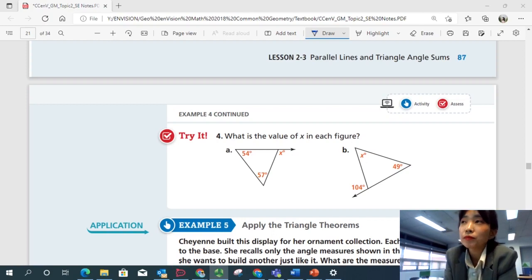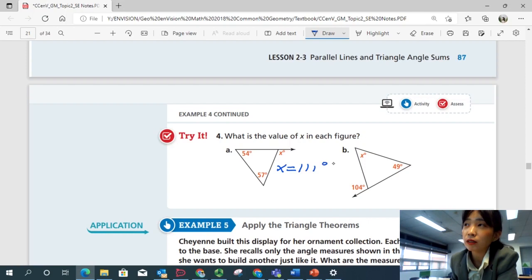Okay, are you ready? What is x? You just add 54 plus 57. They're the two remote interior angles. The triangle exterior angle theorem says that if you add these two remote interior angles, you get the measure of the exterior angle x. So 54 plus 57 is equal to 111 degrees. Your answer is 111 degrees for x.